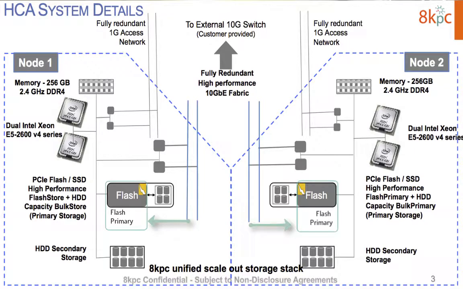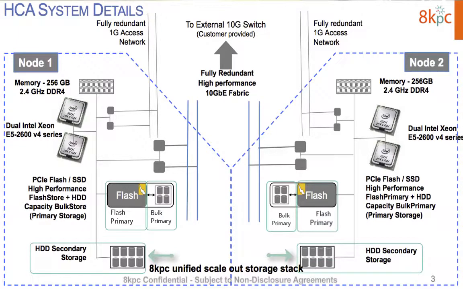The 8kpc storage is configured in flash primary, which uses the inbuilt SSD drives, and bulk primary that uses the HDD drives. You can configure secondary storage also for backup purposes using the inbuilt hard disk drives which are available in each 8kpc node. Now let's take a look at the 8kpc software architecture.